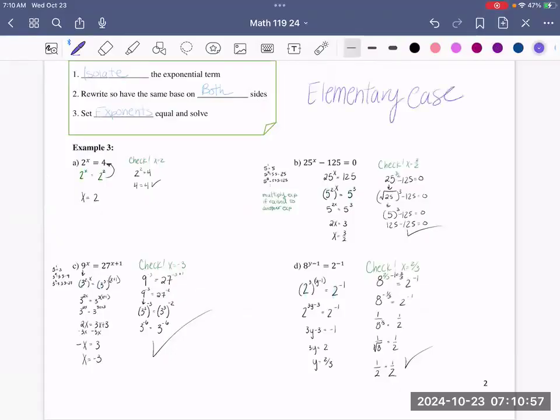We can solve your exponentials without having to use a calculator, without having to use its inverse, in order to solve for your variable. Again, this can be done by matching your exponents or matching your bases, getting your exponents to drop, and then we take a look at what the value is. So that is called an elementary case.